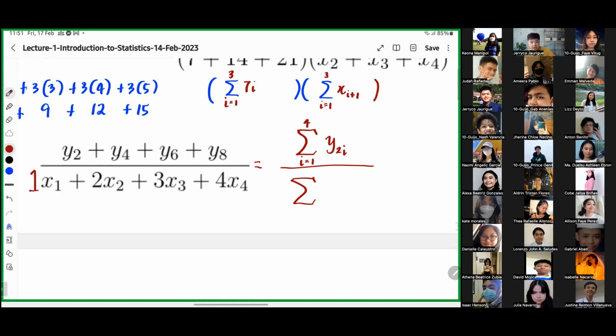Alright, may suggestion ulit si Anton. It's I x sub I. Sabi ni Anton is I x sub I. Tama ba yun? 1 to 4 ulit, Anton. Oh, sabi ni Faye, I agree daw. I equals 1, 2, 4. Alright, nice. That's it. I think that's the best way to write this in summation notation.